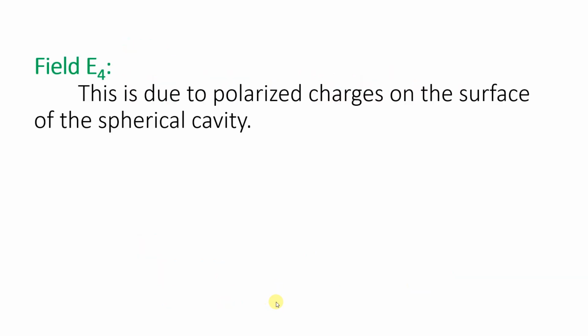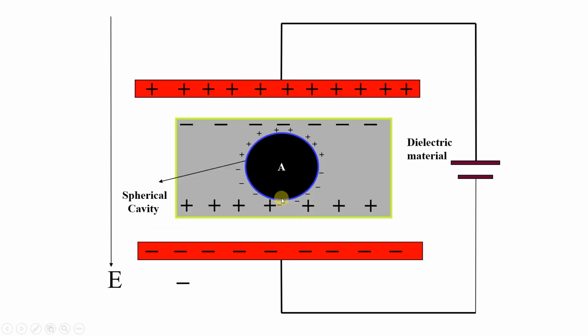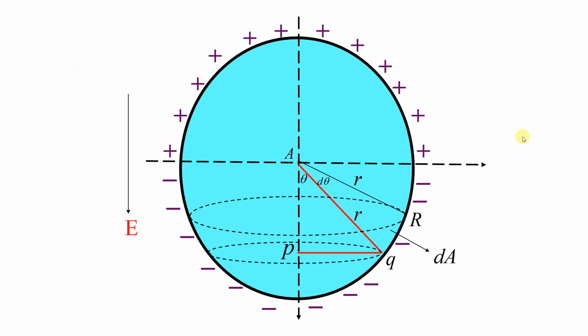Next we are going to consider the charges on the surface of the spherical cavity. That means these positive and negative charges which you are seeing at the edges of the spherical cavity, where the center of the sphere is the atom A. I have now expanded that spherical cavity. So this was our atom A and these are our positive and negative charges. And this red line from A to Q is representing the radius of the sphere.